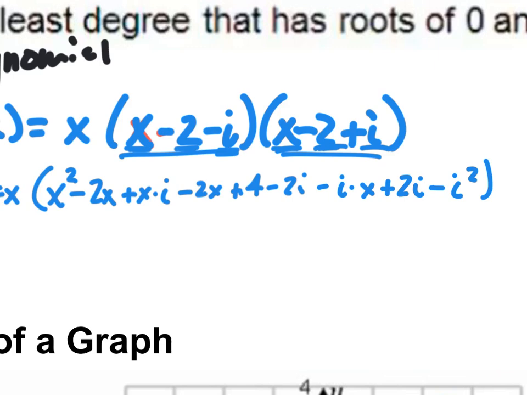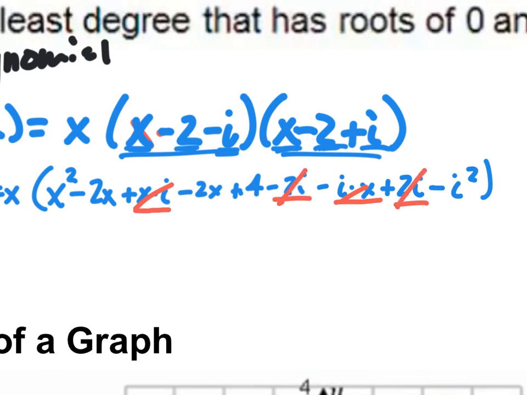But I want you to notice something, okay? I want you to notice the imaginary parts. The positive xi and the negative xi, okay? Those are opposites. And that's why we need the conjugate, because when I have those opposites, those go away, all right? And then if I take negative 2i and positive 2i, those also go away, okay?